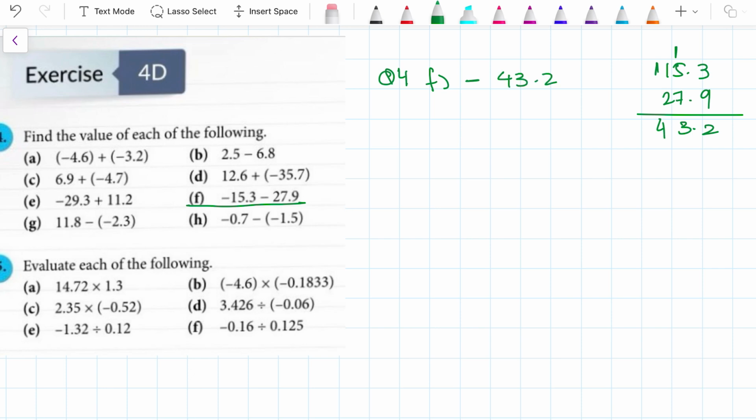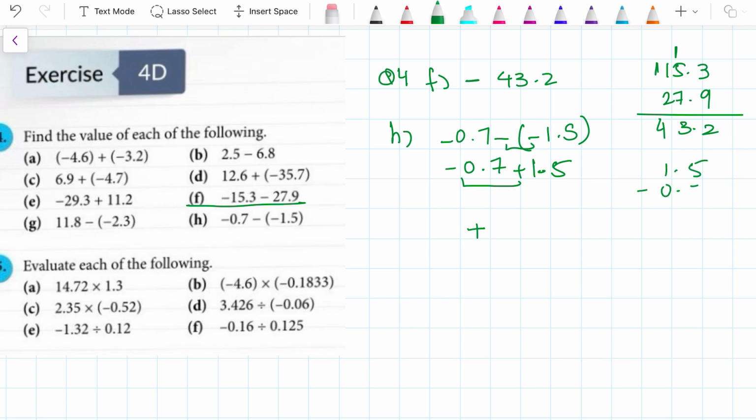Let's discuss question number 4H. Minus 0.7 minus 1.5. Minus is a plus. Now plus minus is a minus, but we write the sign of the bigger number. Let's subtract these two numbers. Decimal comes under a decimal. 15 minus 7 is 8. So it becomes a plus 0.8.